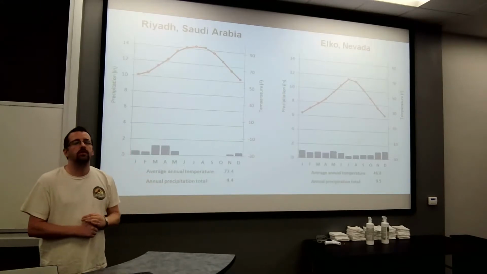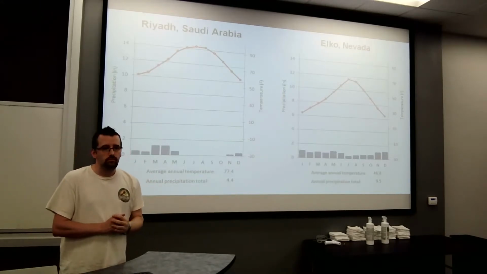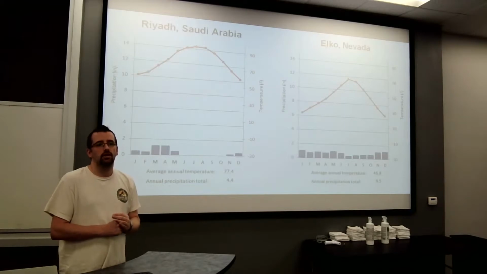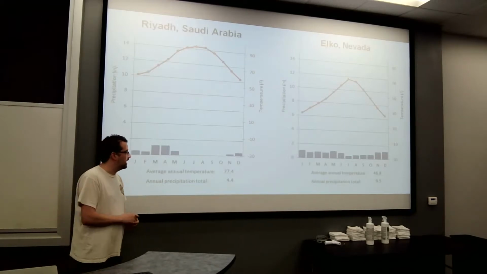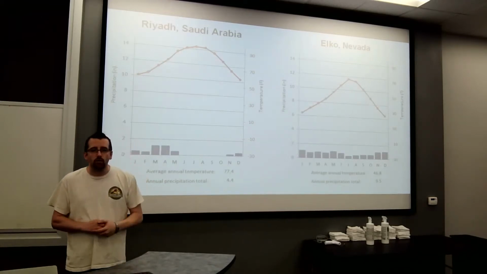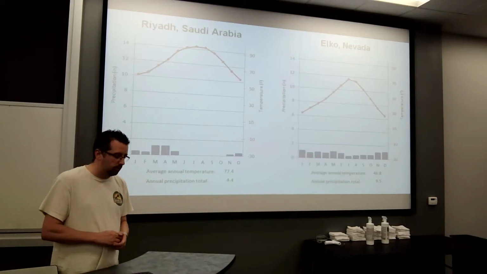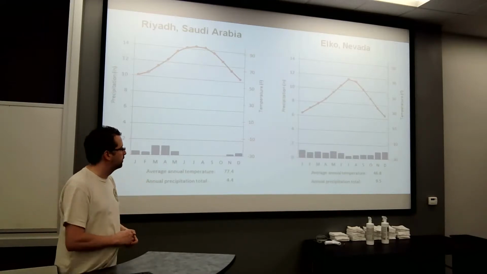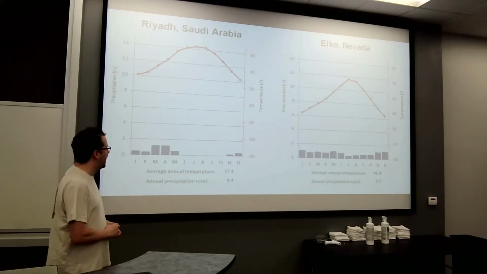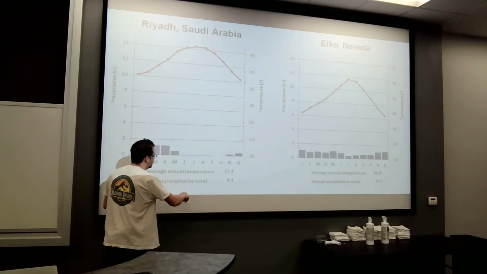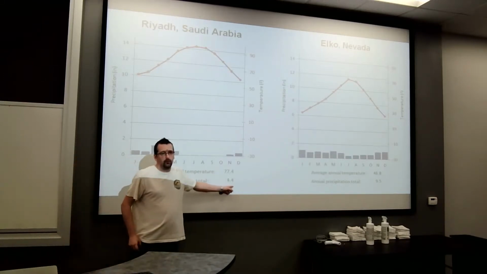Another tip is remember precipitation is about totals, temperature is about averages. As Emily just said, precipitation is about totals and temperatures are generally done by averages. So that is something that is very important to note. As you see here, average precipitation total, 4.4 inches a year.